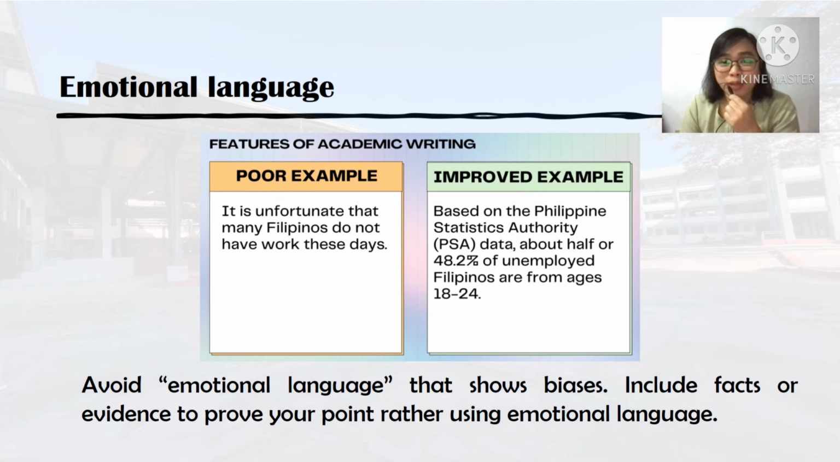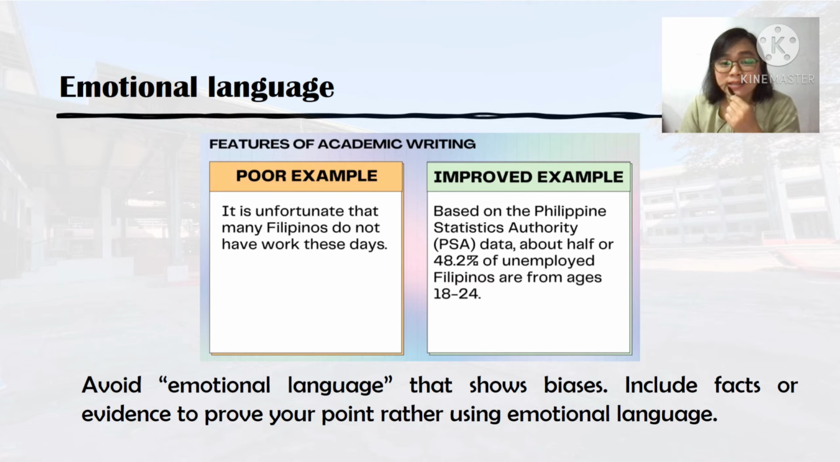How about emotional language? For emotional language, we have to make sure that we avoid this for us not to show any bias, right? We have to include evidence to prove your point rather than using emotional language. Let's look at the following example.